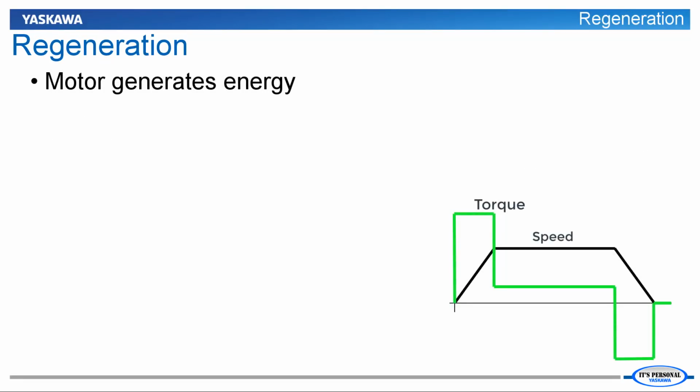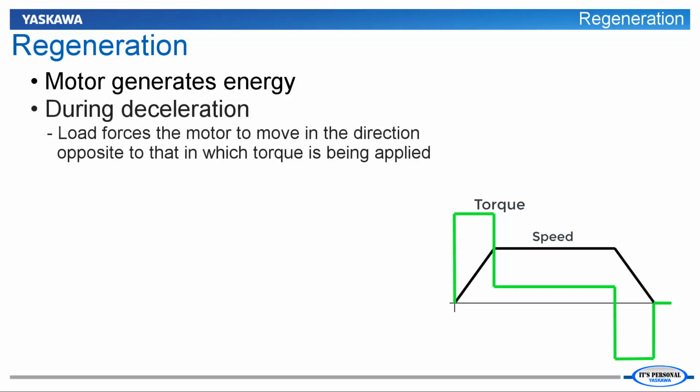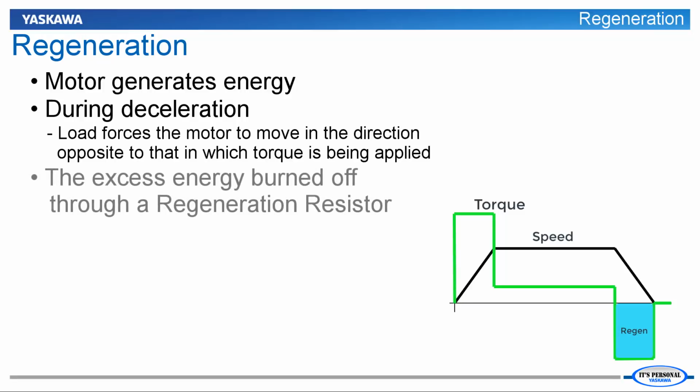Regeneration means that the motor is generating energy rather than using energy. This happens during deceleration because the momentum of the load forces the motor to move in the direction opposite to that in which torque is being applied. Basically, the kinetic energy stored in the machine is converted to electrical energy by the motor. Some of this energy can be stored in the DC bus capacitor, but the excess energy must be burned off through a resistor and is lost as heat.